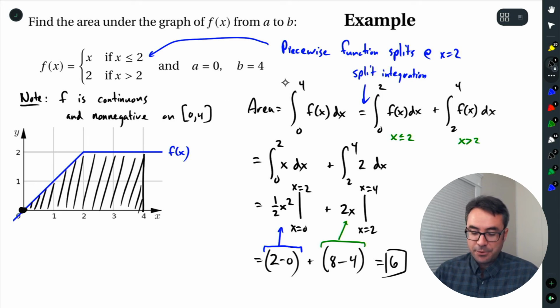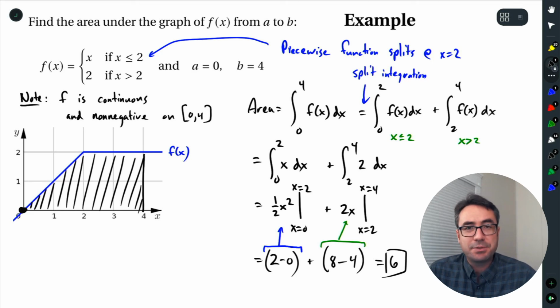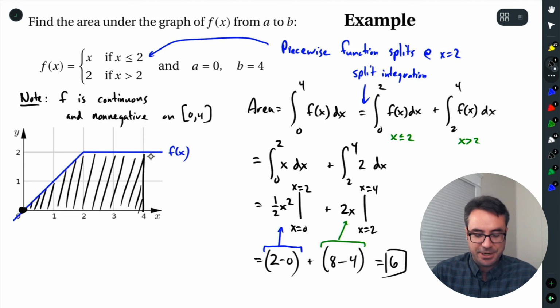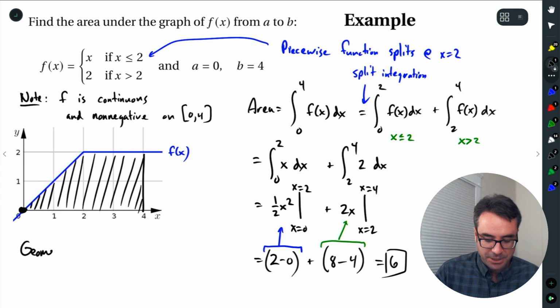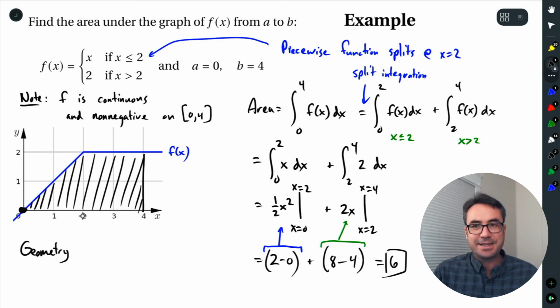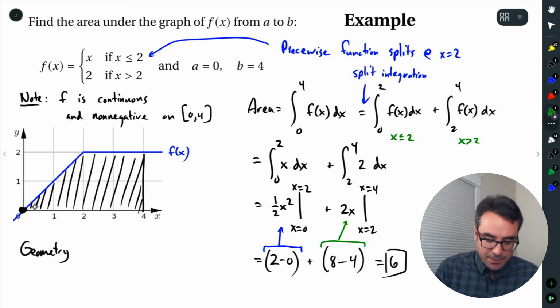Now, we went through and did the calculus here, but these shapes aren't too complicated. This function, the top section here, our curve is not too complicated. And we actually have some easy geometric shapes that we can just calculate the area of directly if we wanted to. So a more geometric approach, a little bit of geometry, is, well, let's break this apart. We see that at x equals 2, the function's changing.